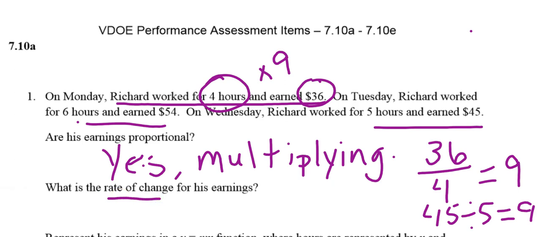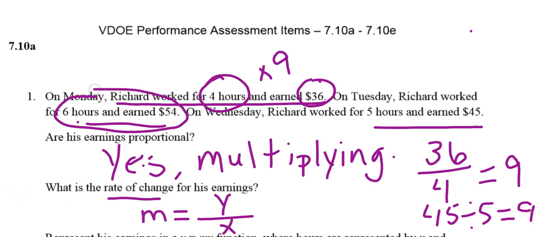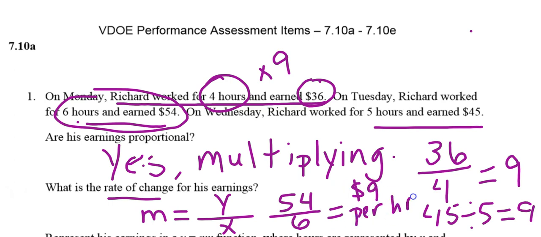Our rate of change is by taking our y value, which in this case is the money earned, dividing it by the x value. We call that m for proportional rate of change. So we're going to take any of these numbers. We can even take the last one. We could take the second one, 54, and divide it by 6, and we get 9. So the rate of change is actually $9 per hour.